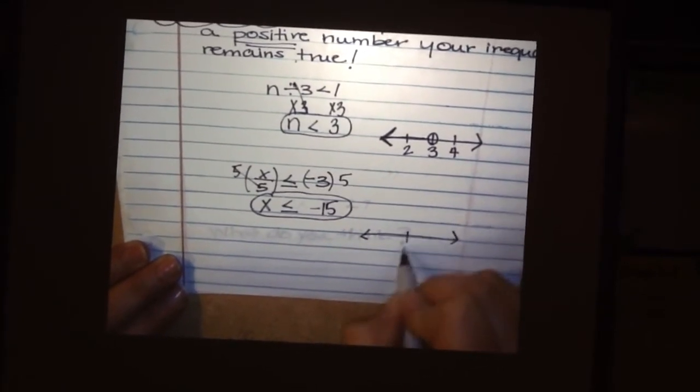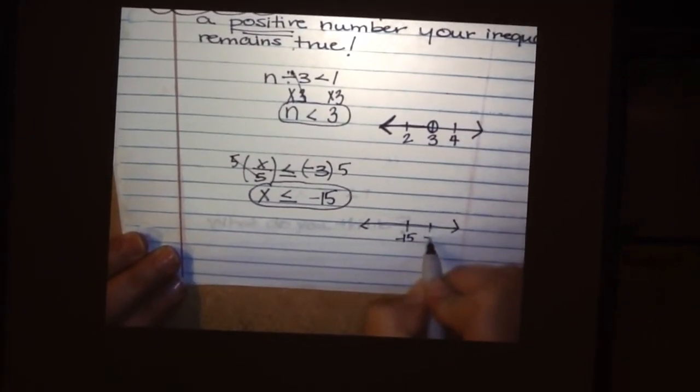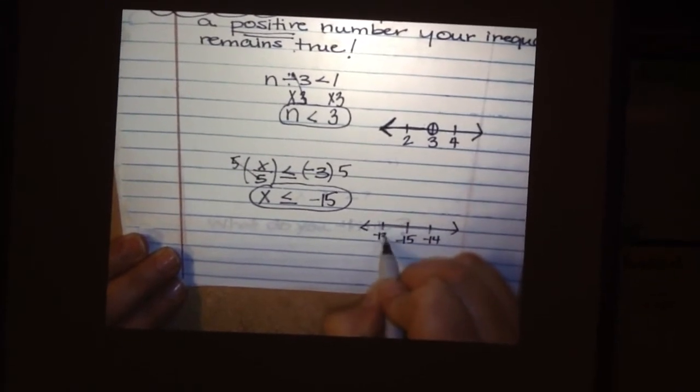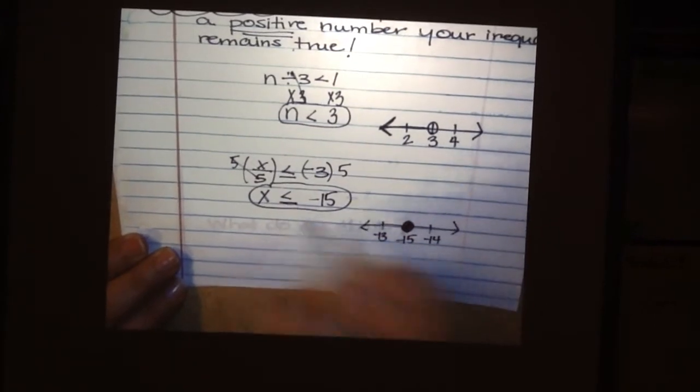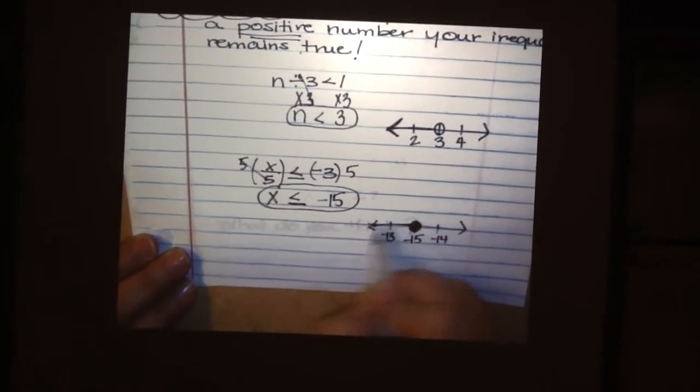And you can go ahead and put your graph. Hopefully you know what to do for that. We have a closed circle since it has that equal sign underneath. And we are headed to the left again.